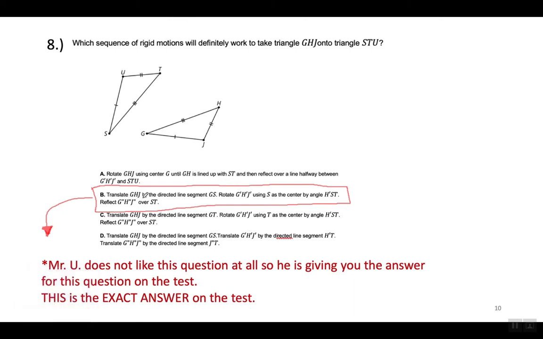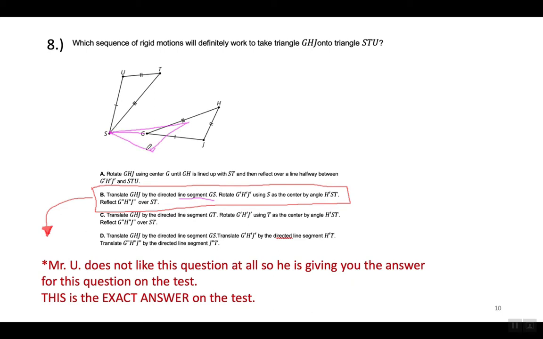Alright, translate GHJ, that's this triangle right here, translate GHJ by the directed line segment GS. All that means, the directed line segment, is that they want you to translate that entire figure this way, GS, and put it right here, so that it'll be like this.